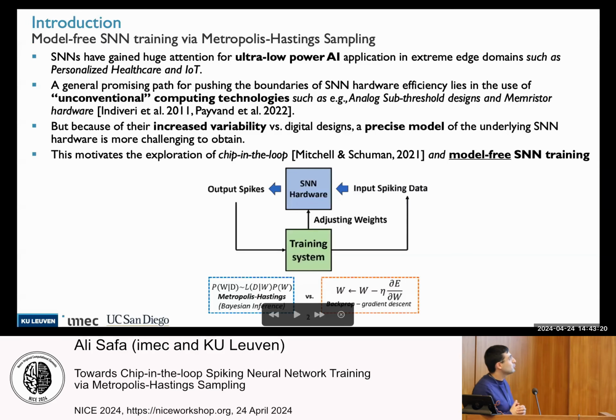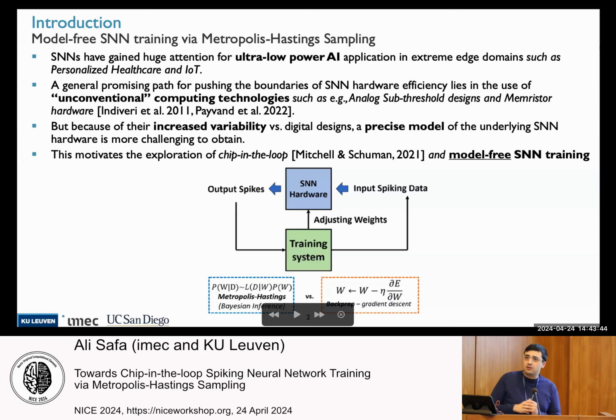So as I said, the goal of this work was to explore Metropolis-Hastings sampling for doing a kind of model-free training of spiking neural networks. The motivation behind this is the fact that, as we know, spiking neural networks have gained a huge attention for building the next generation of ultra-energy-efficient AI systems, for example, for applications such as personalized healthcare and IoT and so on.